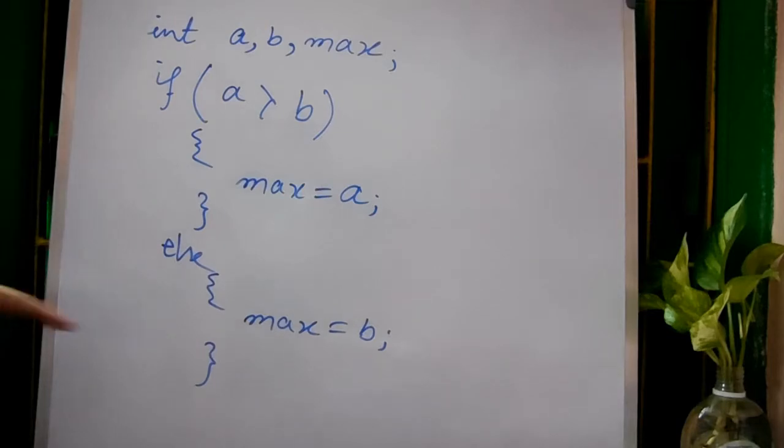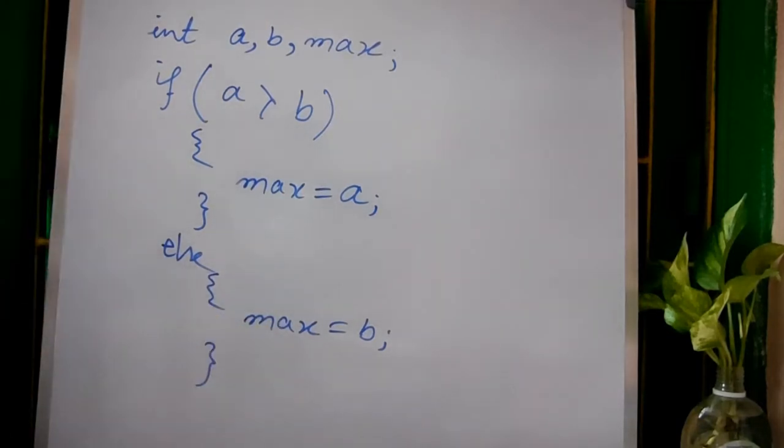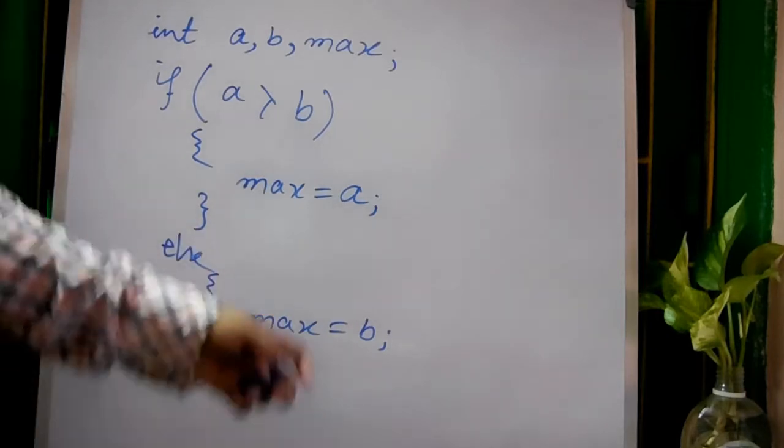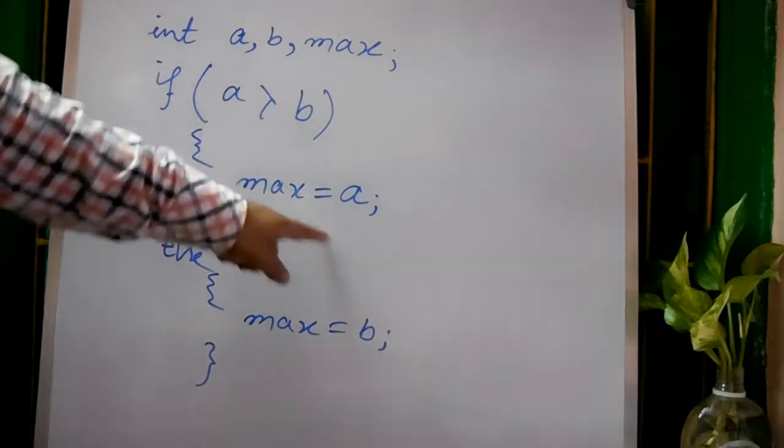That means this is the false part. This is the else part or the false part. That's all. This program is over. Then after that we will print the value of max. So max will hold either a or b.